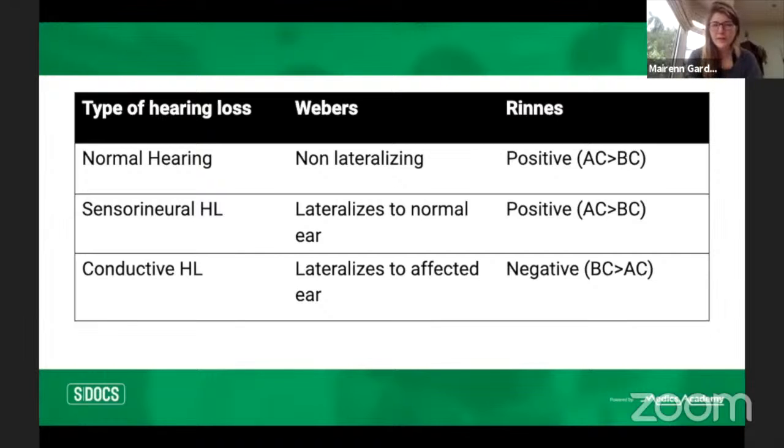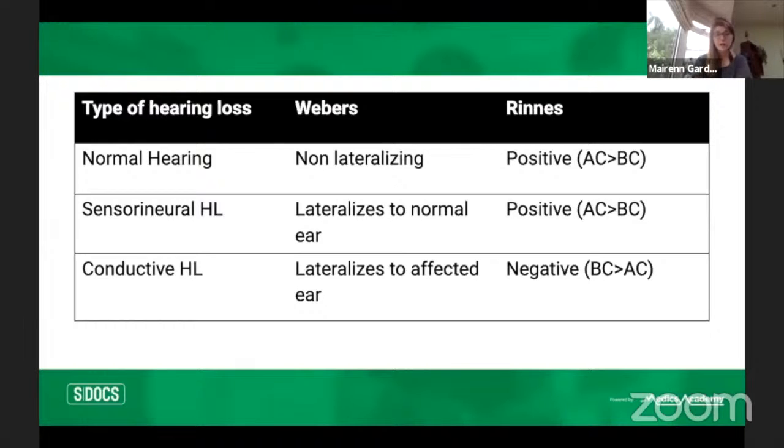You wouldn't really then need to do Rinnes, but if you do the Rinne's test, it would be Rinne positive, and air conduction would be better than bone conduction. So when you move the tuning fork from the mastoid to in front of the ear, they'd be able to hear it.